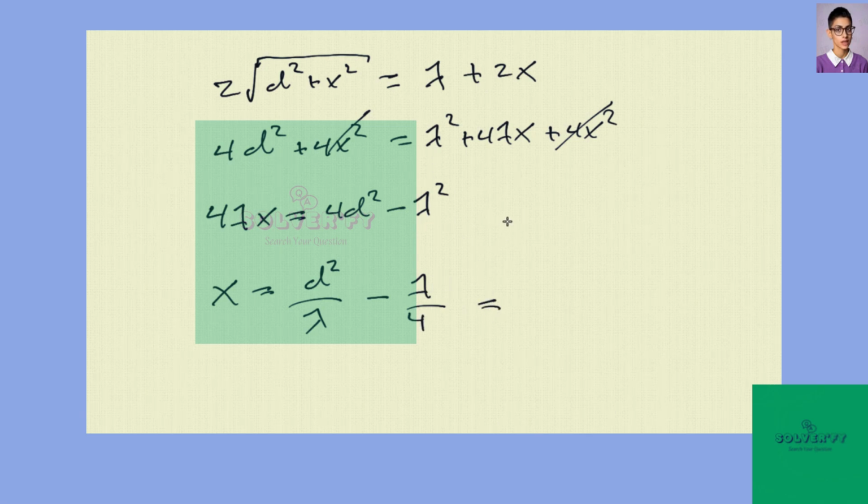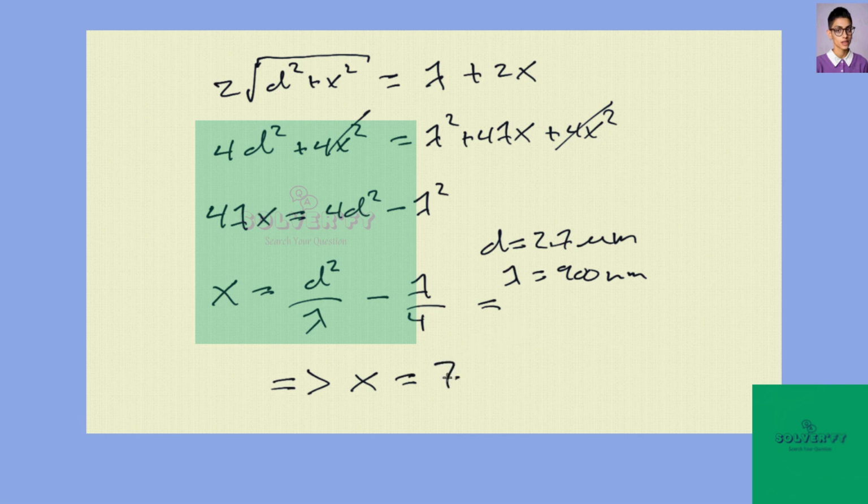And plugging in the numbers, I'll write them again. We have that d equals 2.7 micrometers and lambda equals 900 nanometers. So plugging this in, we have that the biggest distance turns out to be 7.9 micrometers.